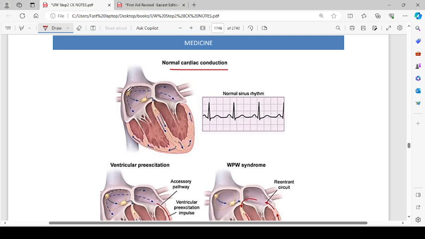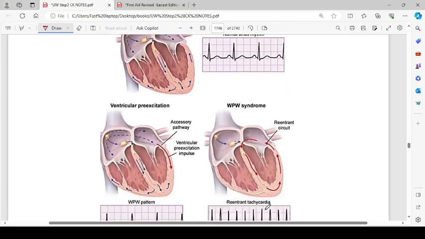The SA node produces impulses which depolarize the atria, first the right atrium, then the left atrium, and then the impulses come to the AV node. They stay there for a while, about 100 to 120 milliseconds, and then from the AV node they go to the bundle branches and to the Purkinje fibers. So this is the normal sinus rhythm.